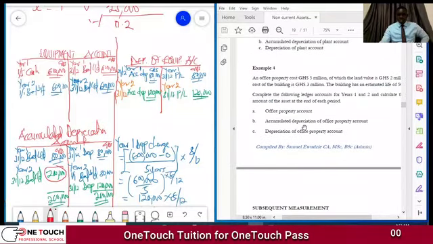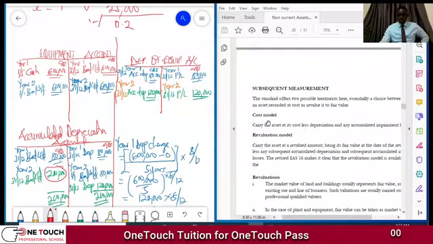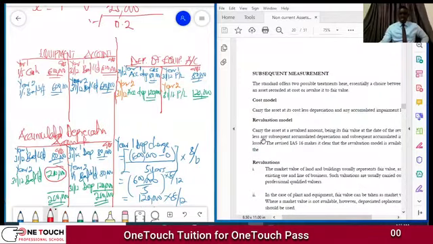So let's continue. Let's look at subsequent measurement, because we learned that an asset should be recognized initially at cost. Is there any other way to measure the cost of the assets or to measure the value of the asset after initial recognition? So we talk about subsequent measurement here. Good. So let's move on.